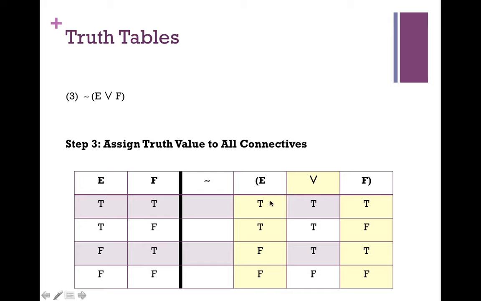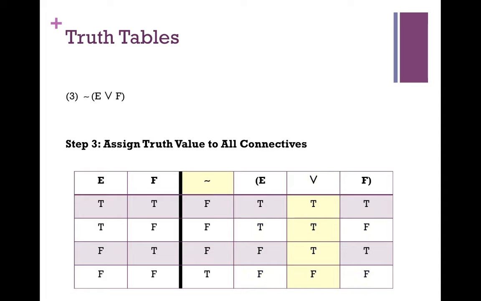And just like with all disjunctions, it's true as long as one of the two disjuncts is true. And you notice here, we have E is true, so we don't even have to look over here, to be honest. As long as one of the two is true, this is going to be true. Down here, F is true, so this is true. And it's only at the bottom that this disjunction is false, when both E and F are false.